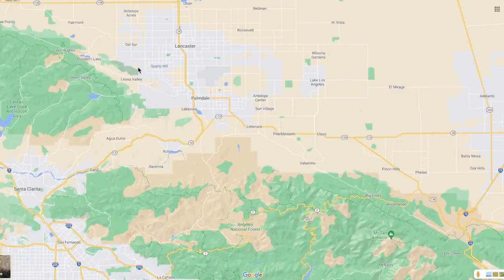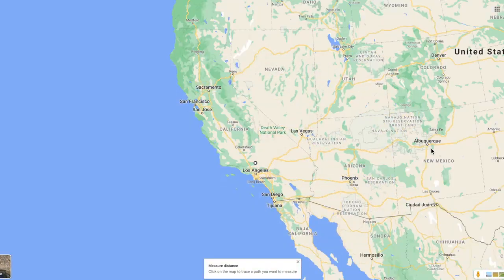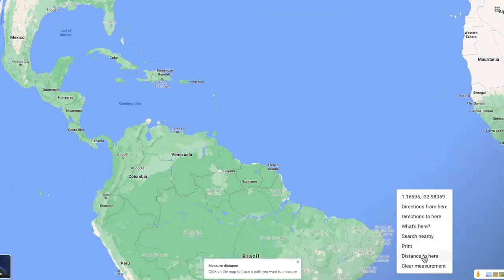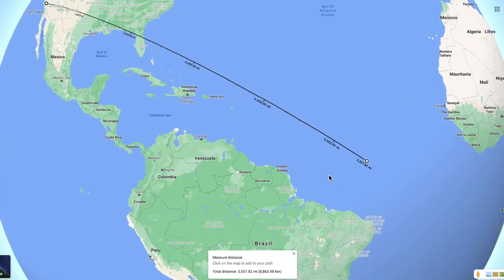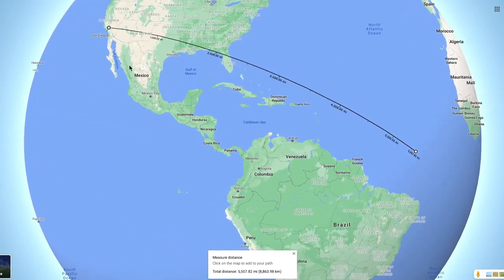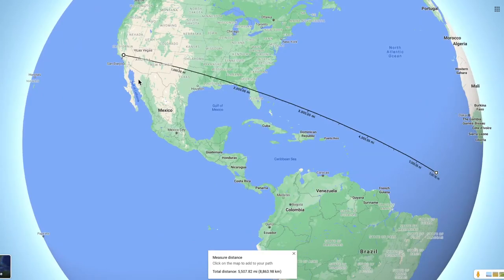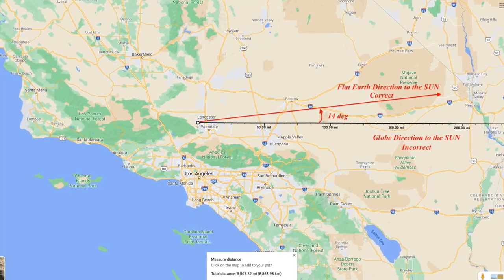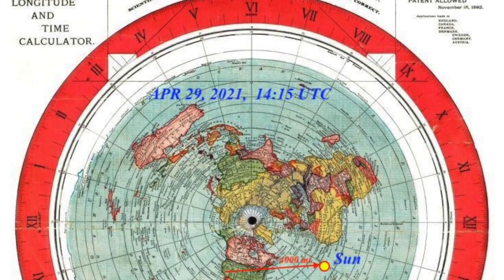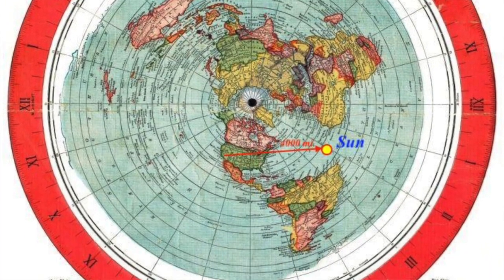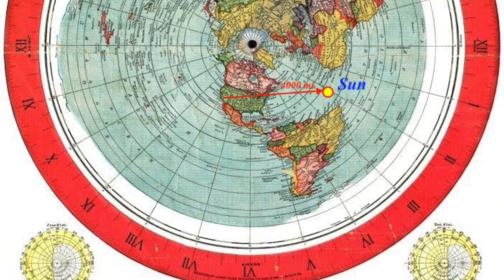Using Google Earth, I approximated the distance to the spot on the ground below the sun, and to my shock, it came out very close to around 5,500 or so. Incredible! Even more incredible is the flat Earth predicts the direction to the sun correctly, whereas the globe does not. Just unbelievable, folks. The world is truly flat.